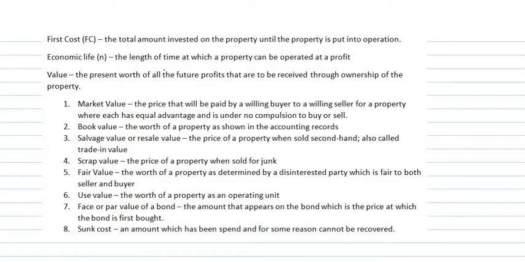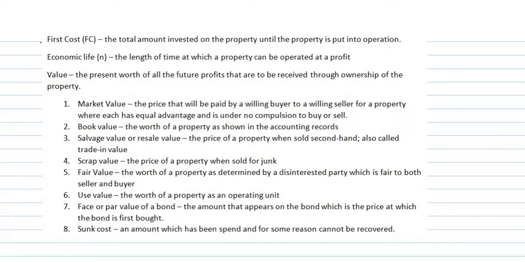Now, in our discussion about depreciation, we have to discuss first the different terms which we may encounter during our computation for depreciation. First, we have what we call the first cost. This is the total amount invested in the property until the property is put into operation. So first cost is the amount that you buy or spend for the expenses of a certain machine or device.